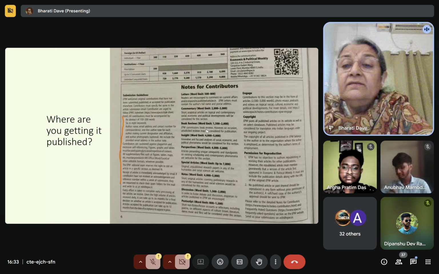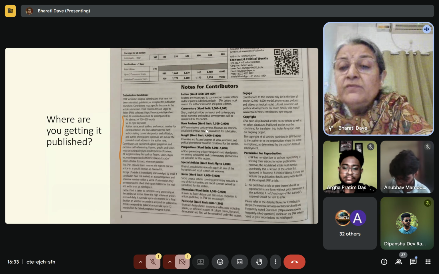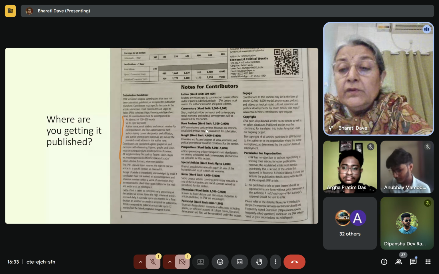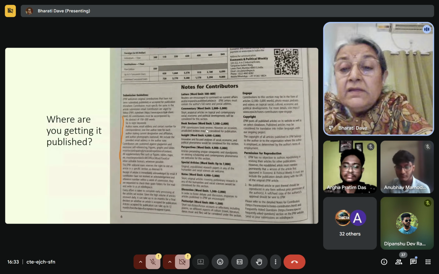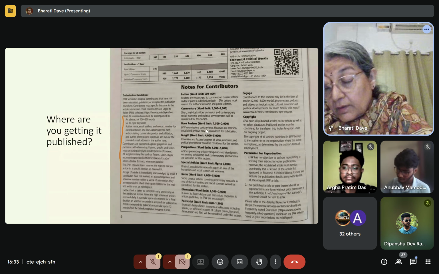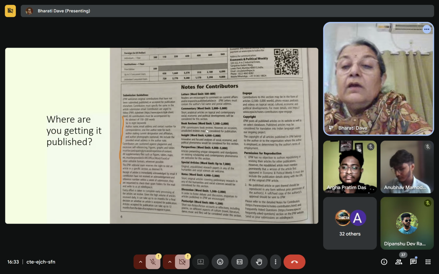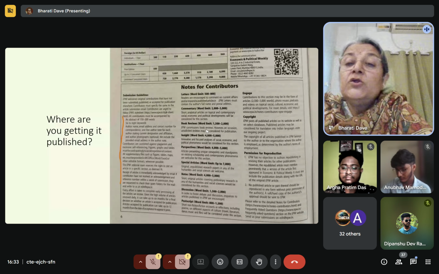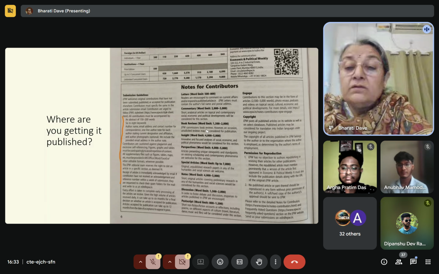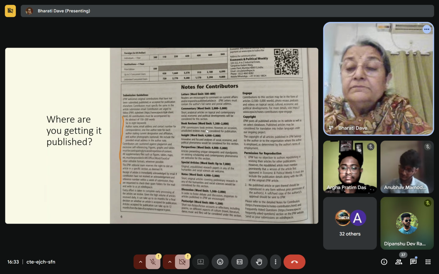So in all the magazines, whether it is on their website or in the magazine itself, these rules or these specifications will be mentioned, right?